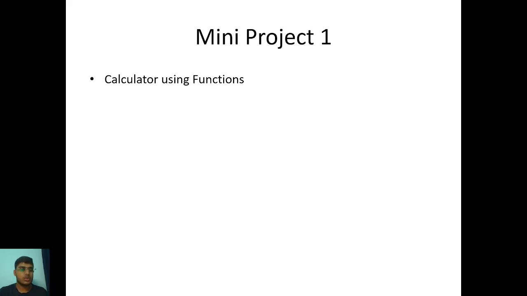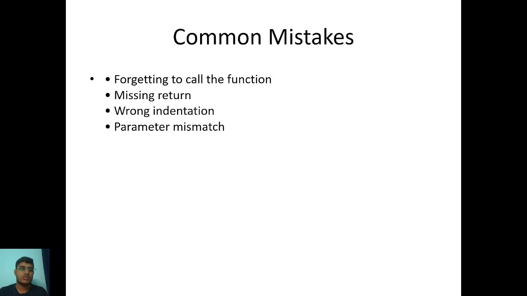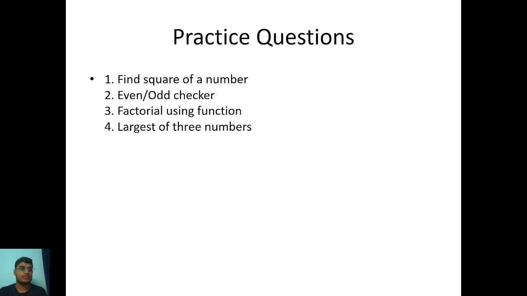These are mini projects you can do on your own: calculator using functions, BMI calculator using functions, student result calculator, area calculator. Some common mistakes are forgetting to call the function, missing return, wrong indentation, and parameter mismatch. These are some practice questions: find the square of a number, even odd checker, factorial using functions, largest of three numbers.